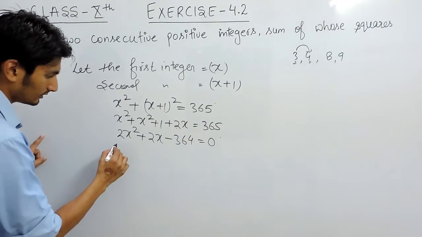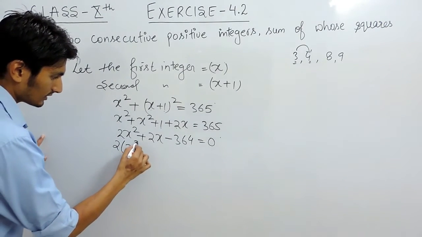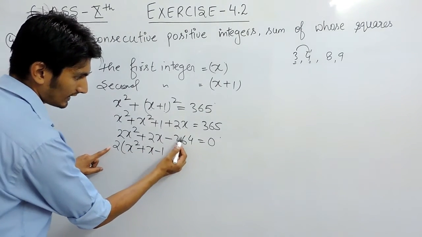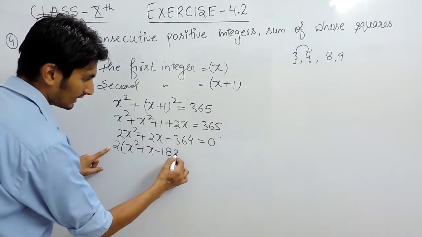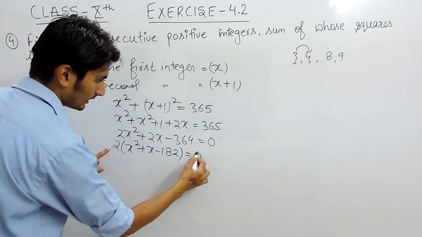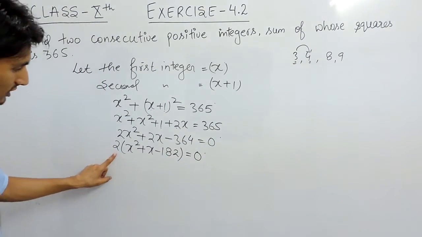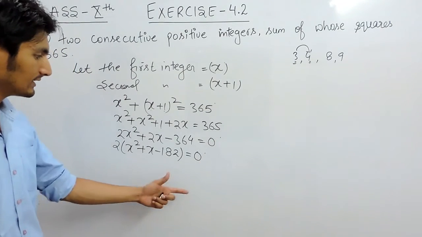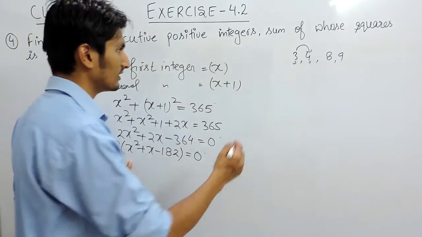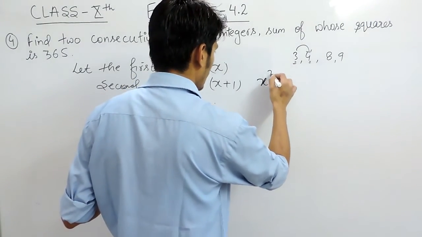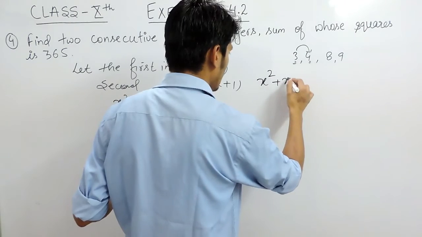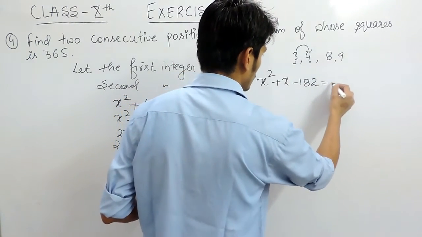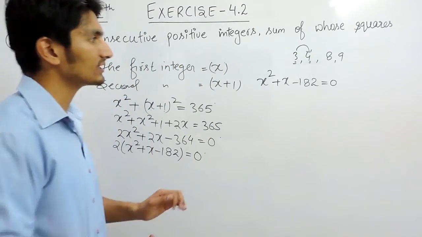Now you can further solve it. Take 2 as common. So this will be x squared plus x minus 182, since 2 times 182 is 364. Now you can shift this 2 to the other side because here it is 0, and 0 upon 2 will basically become 0. So our equation will remain x squared plus x minus 182 equals 0. Now you have to solve this equation.